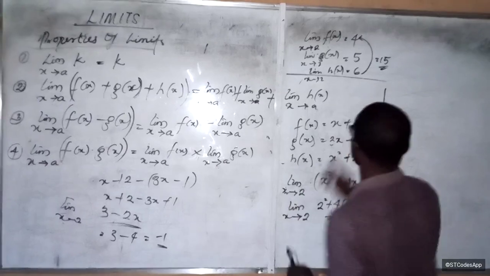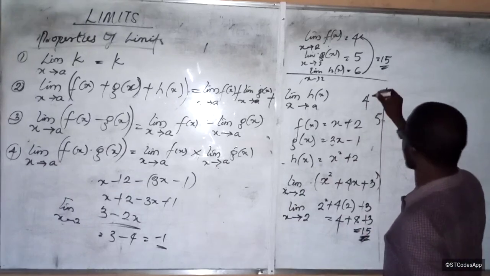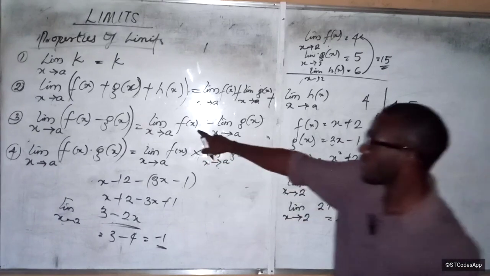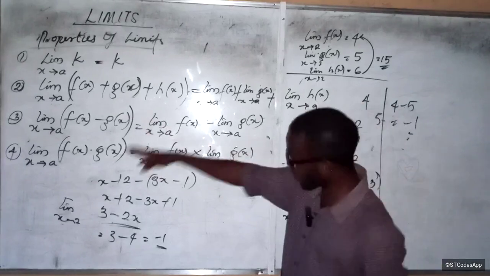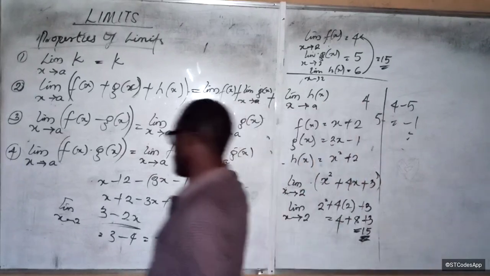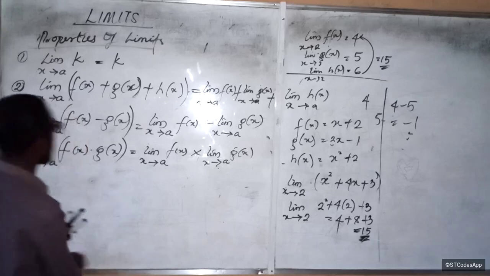Let's now take the limit of the individual functions. So the limit of this gave us 4. The limit of this gave us 5. So if we take 4 minus 5, that gives us minus 1. So you see, this second rule also holds. All right. If we take f of x times this, you can also prove this on your own. But it surely stands. Is that okay? It surely stands.